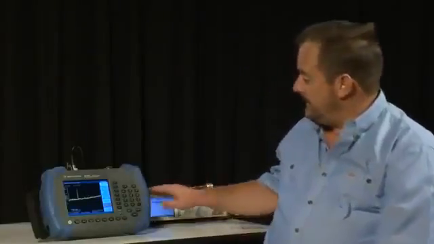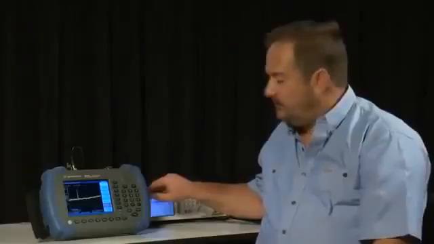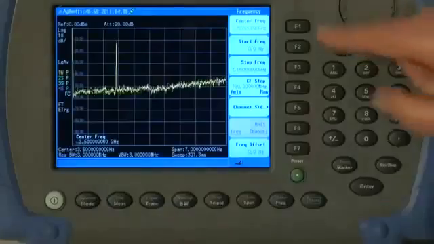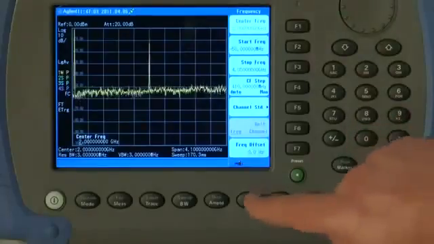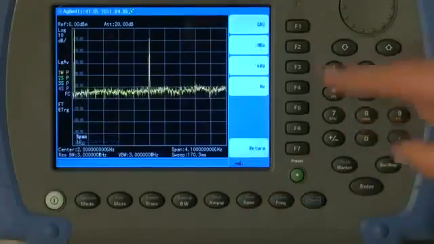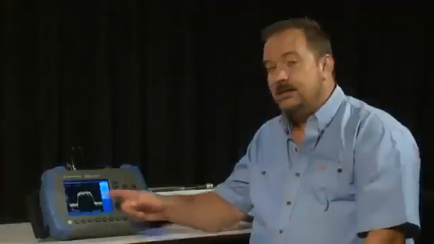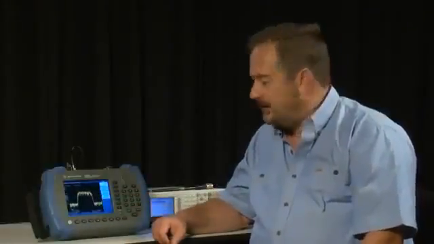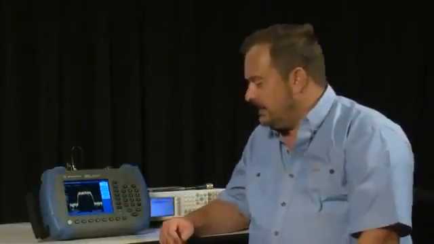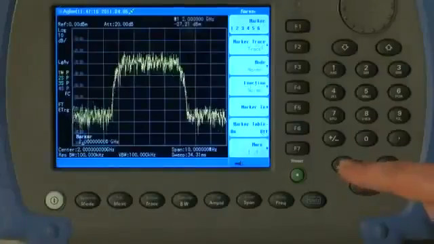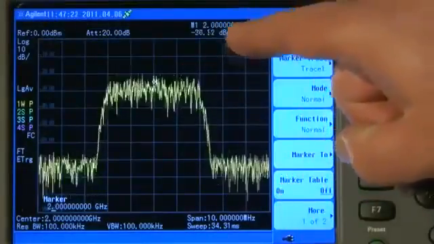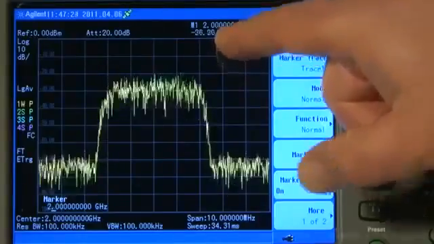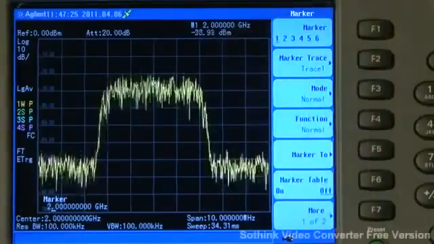Here I'm generating a spread spectrum signal at 2 GHz. I'll just tune in, center frequency 2 GHz, and let's enter a span of say 10 MHz. Now this signal here is in fact a W-CDMA signal, at 2 GHz. Now if I put a marker on there, there's the marker, and you can see it's at 2 GHz, and the level is around minus 25 or something dBm.